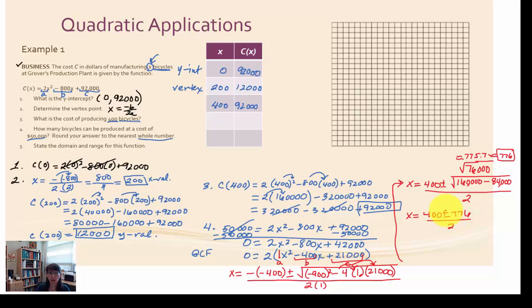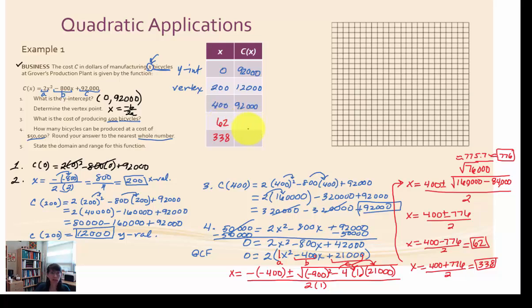Now we'll be able to break this apart with that plus minus sign to come up with the two different x values. We'll have x equals 400 minus 776 divided by 2, and x equals 400 plus 776, all divided by 2. When we use subtraction, our answer is 62. When we use addition, our answer is 338. So going back to the table, these are x values. Let's put 62 and 338 in the column for x.